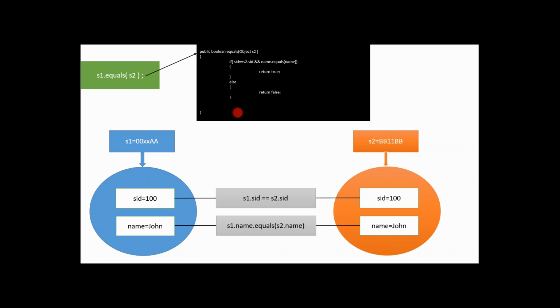Is it clear what is the difference between equals and double equal to? The comparison operator double equal to is used for comparing primitive data types, whereas the equals method is used for comparing objects. So you have to decide whether you are comparing primitive data types or objects. If you're comparing primitive data types, then you go with double equal to, and if you are comparing objects, then we should go with the equals method.